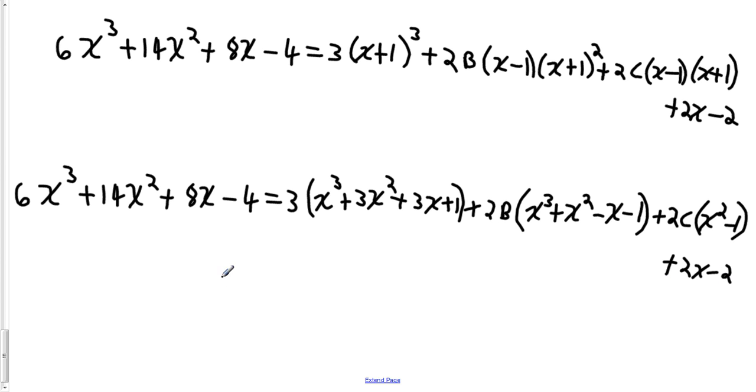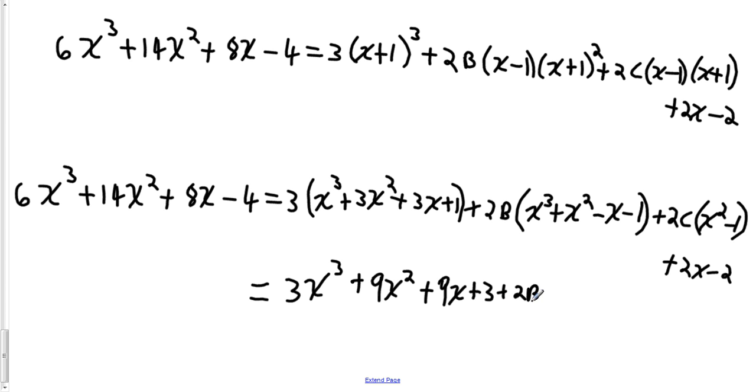Now I'm ready to distribute everything on the right-hand side. So on the right-hand side, I'll have 3x cubed plus 9x squared plus 9x plus 3. And over here, I'll have 2bx cubed plus 2bx squared, minus 2bx and minus 2b.